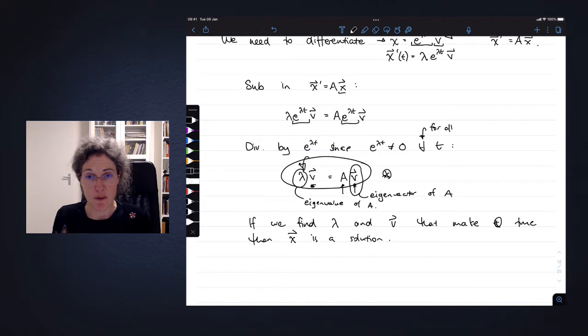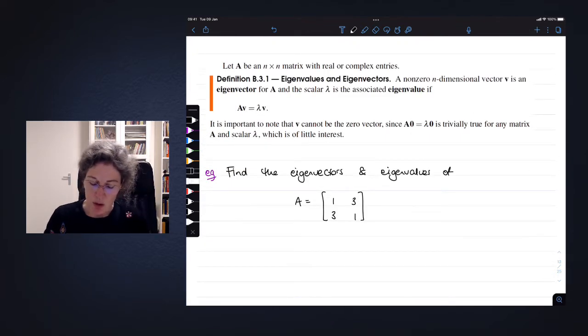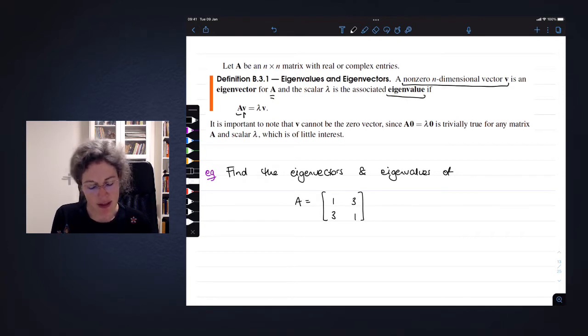So how do we go about finding these eigenvalues and eigenvectors? Well, this is straight matrix algebra, linear algebra. Just to give the terminology, if we have some matrix A, then, and this is important, a non-zero n-dimensional vector v is an eigenvector for A with associated eigenvalue lambda if taking A times our eigenvector is the same as multiplying our eigenvector by the eigenvalue.